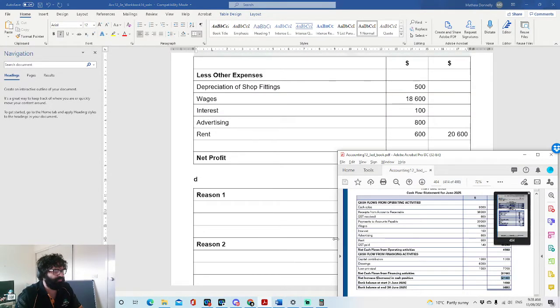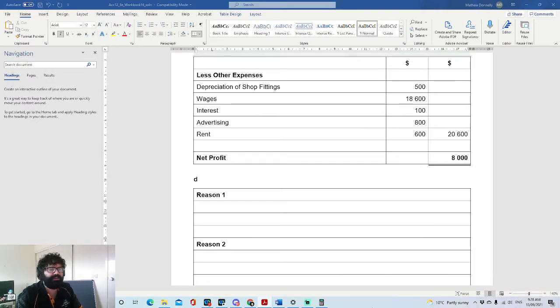So I'll just move the textbook back to the other monitor. Beautiful. We're all back and we're all running.